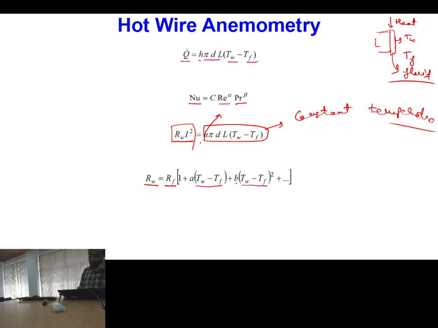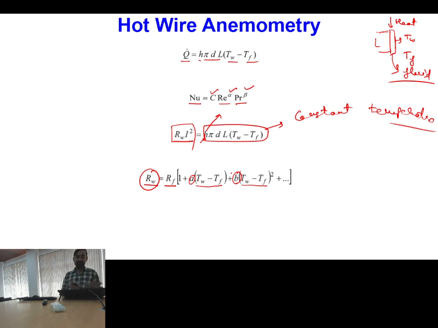If you have to calculate h, then you should know C, alpha and beta. And if you have to accurately predict the wire resistance as a function of temperature, then you should also know these coefficients alpha and B. The reference resistance will be known at some reference temperature. So these many unknowns once again will result in errors.